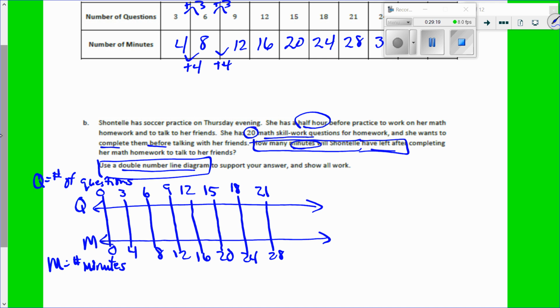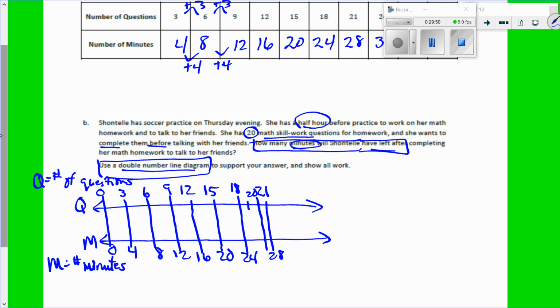Okay, so we had to get past 20 questions, right? Because she has 20 questions she has to finish. So if we're going to figure this out, now we're going to look at this top interval. Where is 20 between 18 and 21? We can add in the extra ticks. There would be 19. There would be 20. So 20 should be right about there. Is everybody okay with that? Anybody not see that 20 is between 18 and 21?